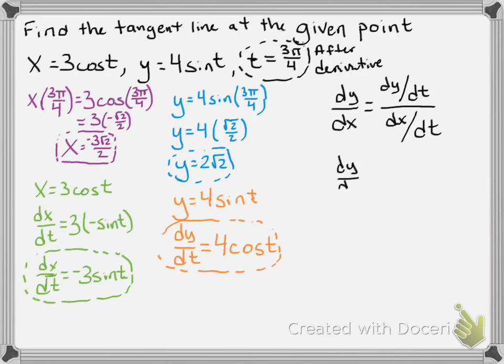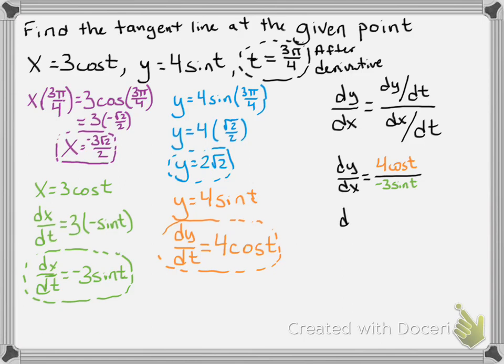So dy/dx is going to equal dy/dt. Dy/dt is 4 times the cosine of t, 4 cosine t, divided by dx/dt. Dx/dt, we found, is negative 3 times the sine of t. Perfect. I now have dy/dx. I'm just going to clean that up.